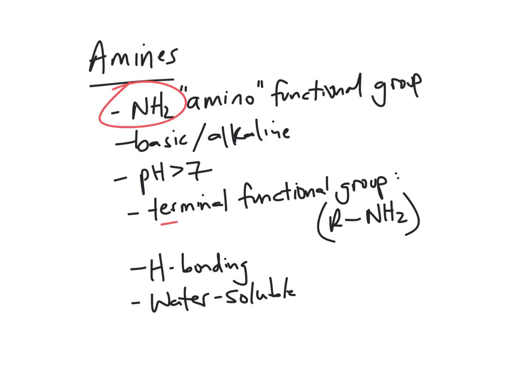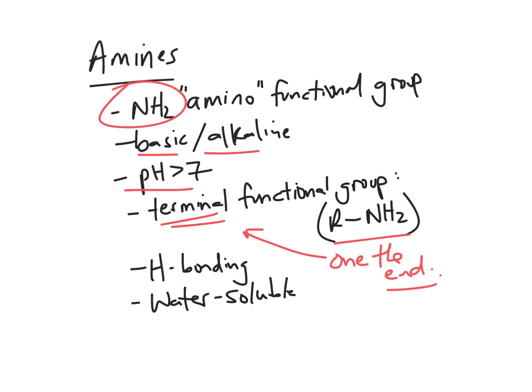And actually, as it says down here, this is a terminal functional group, which means it's on the end. It's found on the end of a molecule, okay? These are basic or alkaline, which means if you have amines in solution, they're going to have a pH greater than 7. Now, this might not mean that much to you depending on your background in acids and bases, but it's fundamentally important to the nature of the compounds that they're alkaline or basic, okay?